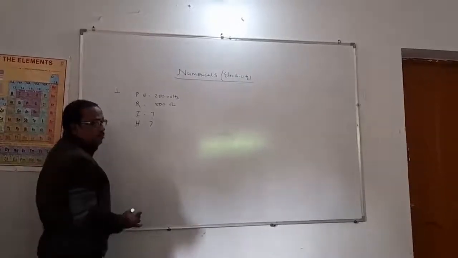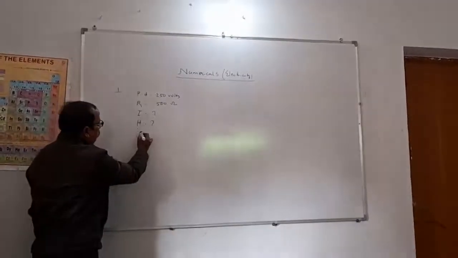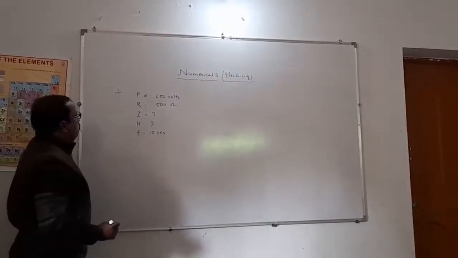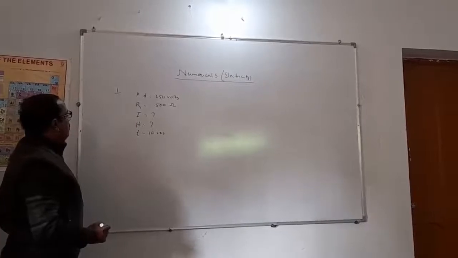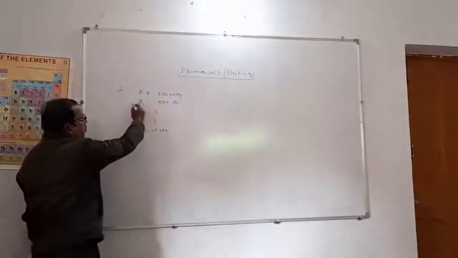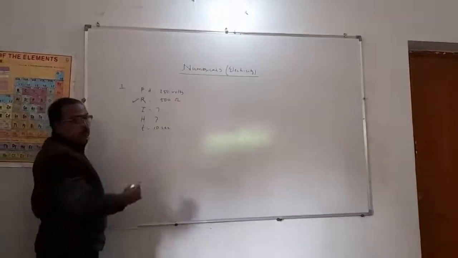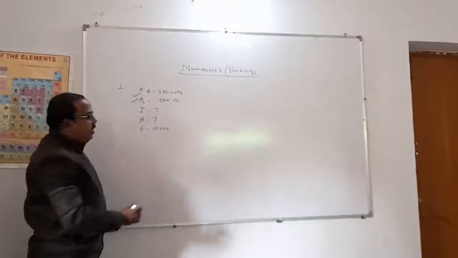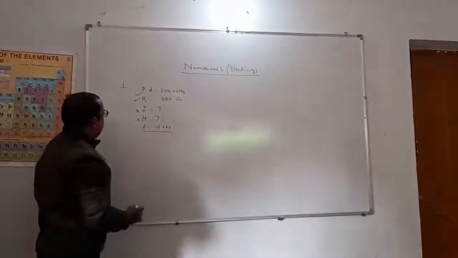Heat energy produced in 10 seconds. So time is given, 10 seconds. So the question is, current is passed through an electric iron. It has a resistance of 500 ohm, a potential difference of 250 volt, and current is passed for 10 seconds. You have to find out the magnitude of current and heat energy produced.